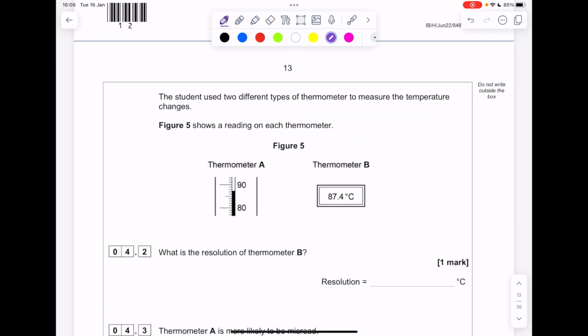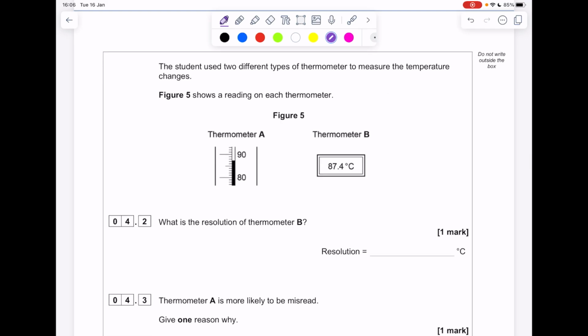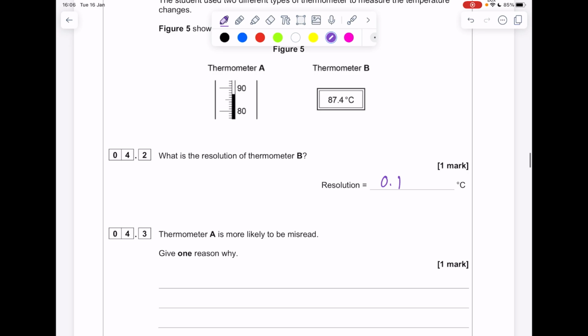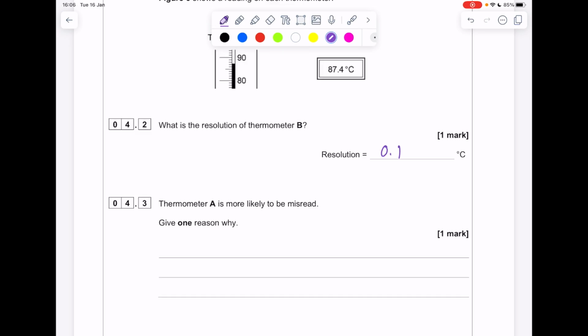The student uses 2 types of thermometer to measure the temperature. What is the resolution of thermometer B? To the nearest 0.1 of a degree Celsius. Thermometer A is more likely to be misread. Give 1 reason why. Remember that the viewing angle will affect the measurement that you take. You can call that parallax error if you're feeling fancy. This comes up a lot in chemistry too.